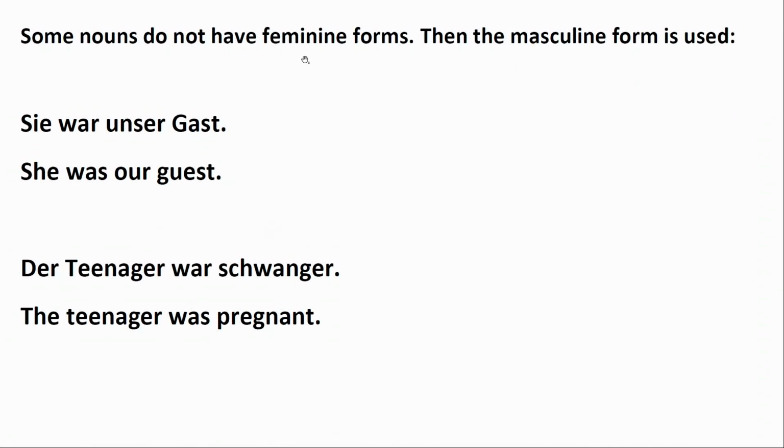Some nouns do not have feminine forms. Then the masculine form is used. Sie war unser Gast. She was our guest. Der Teenager war schwanger. The teenager was pregnant.